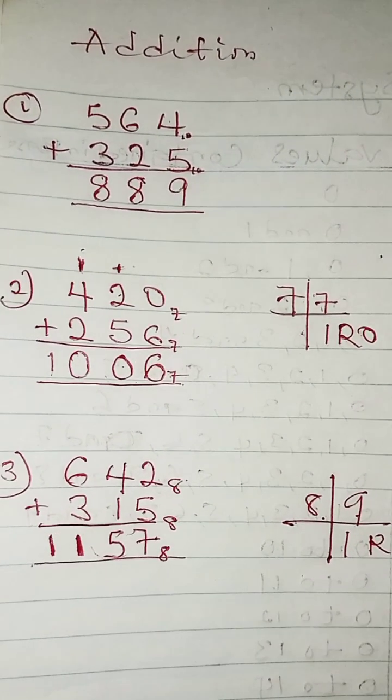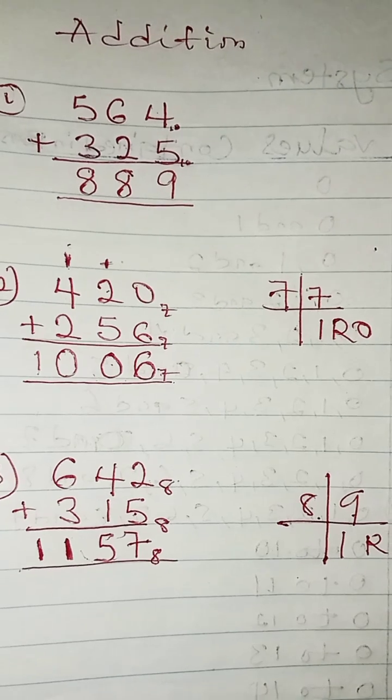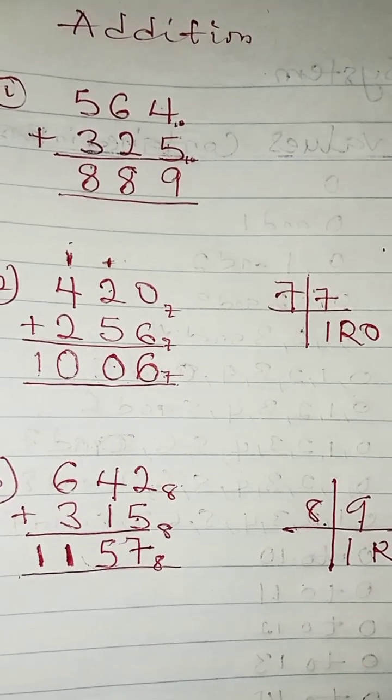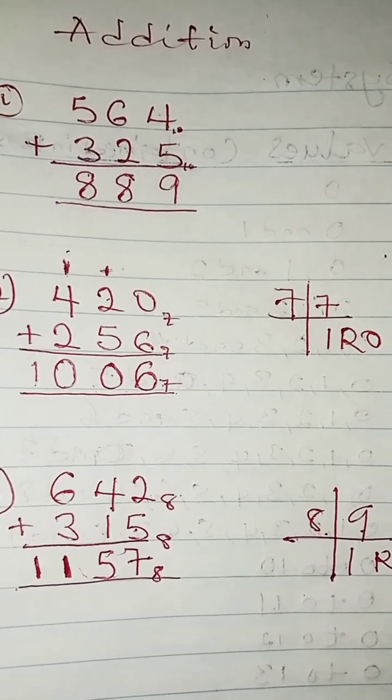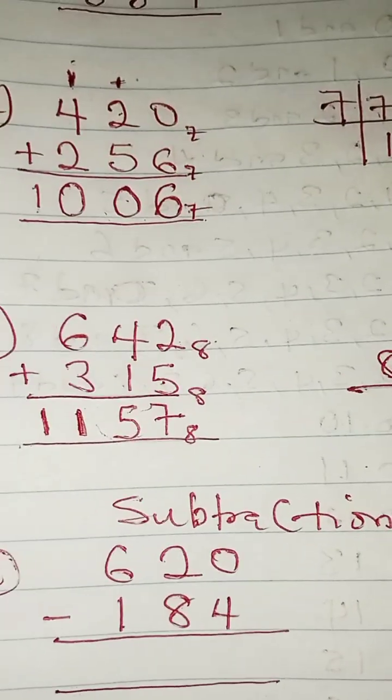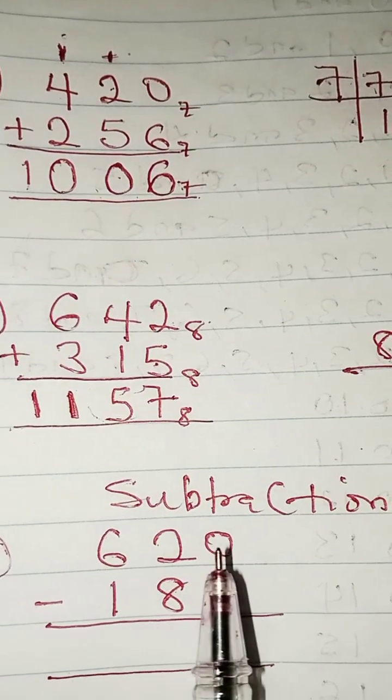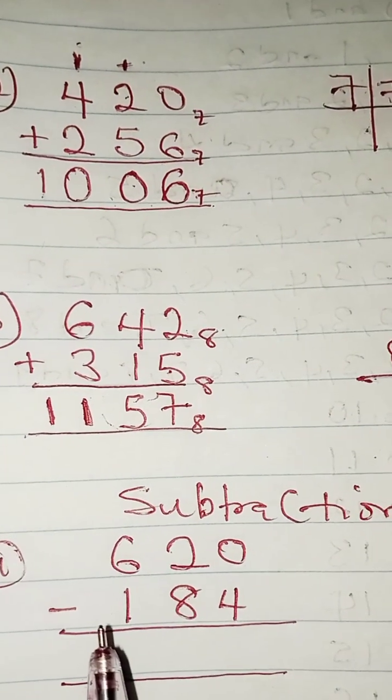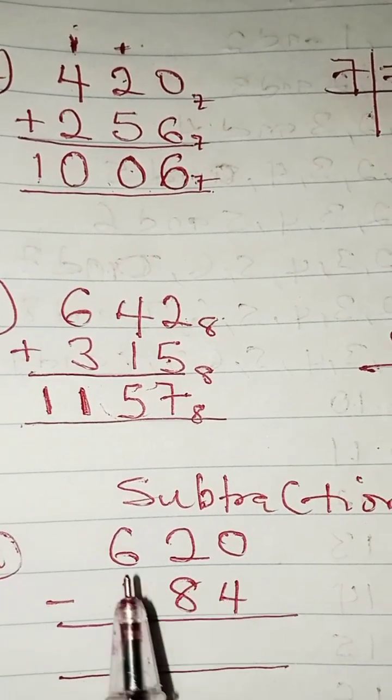Now you're going to do something for us. We're going to be leaving you with some questions to practice by the end of this class. But before then, we want to touch subtraction. Okay, this is on subtraction. Now we're going to be subtracting 620. We're going to be removing 184 from 620.